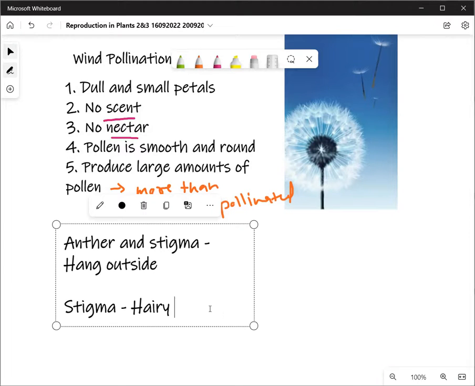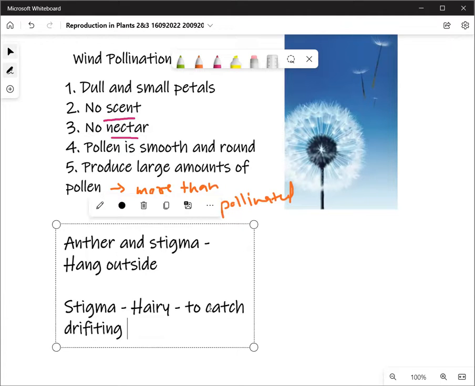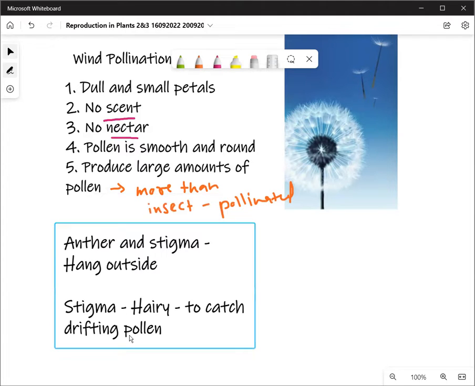Why is it hairy? To catch drifting... Okay, so they can easily fly away. No, the stigma isn't flying away. The anther, the seeds are flying away, the pollen, not the stigma. Why is the stigma hairy? Because it has to catch the drifting pollen.